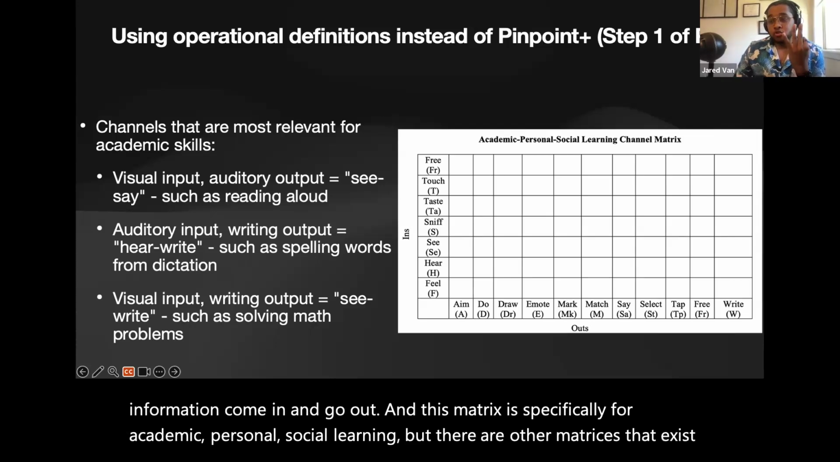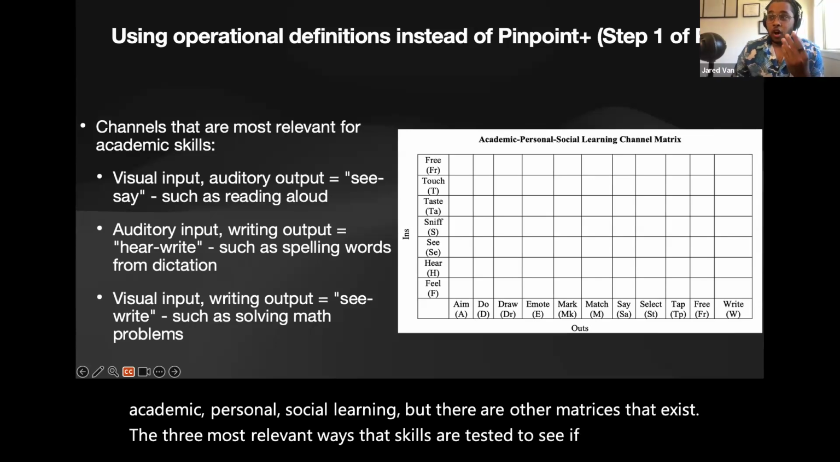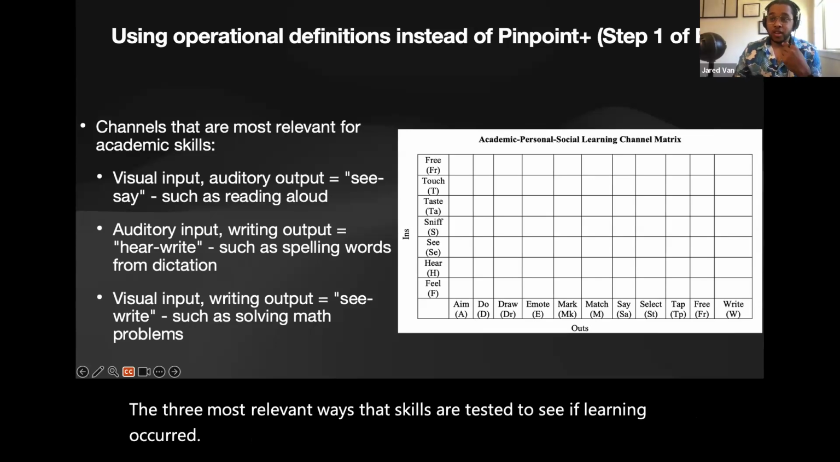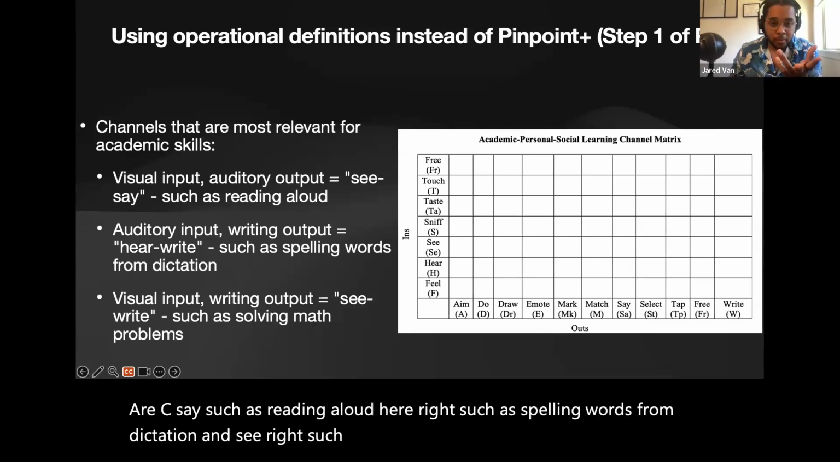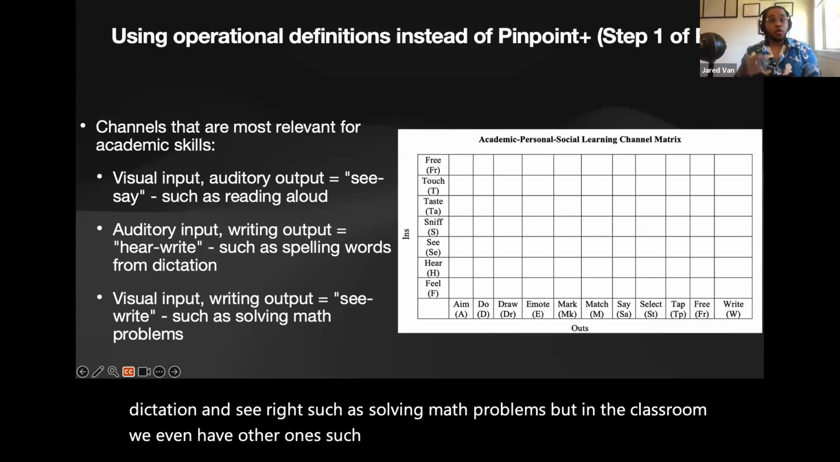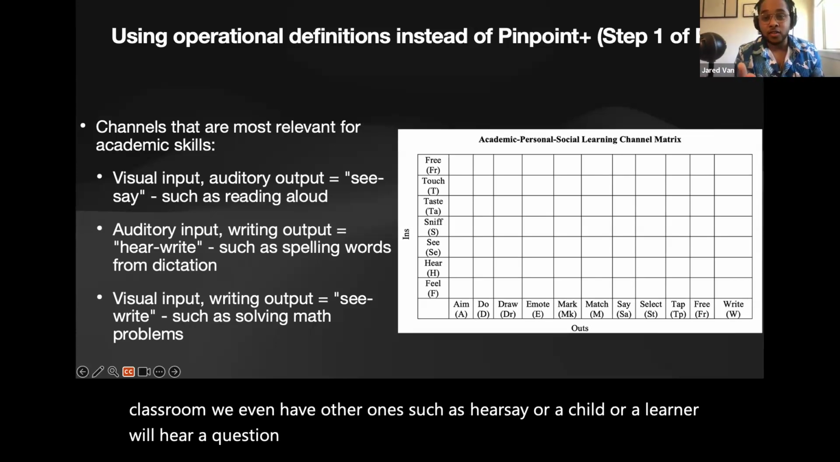The three most relevant ways that skills are tested to see if learning occurred are see-say, such as reading aloud, hear-write, such as spelling words from dictation, and see-write, such as solving math problems. But in the classroom, we even have other ones, such as hear-say, where a learner will hear a question and say the answer.